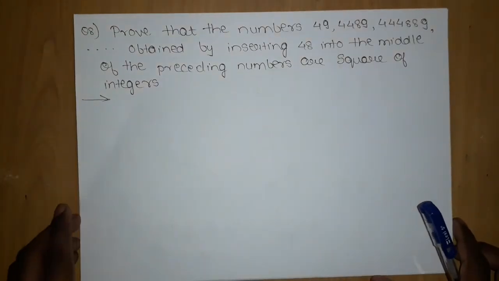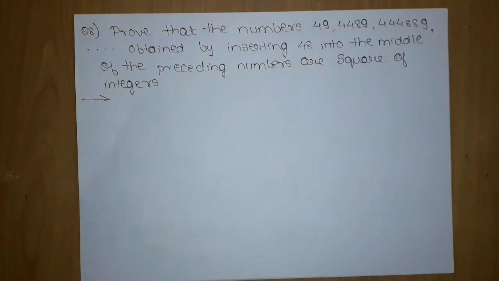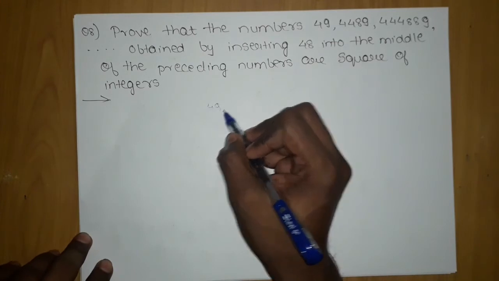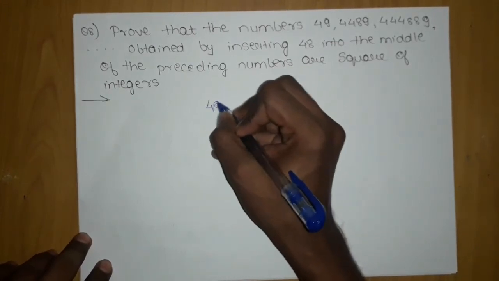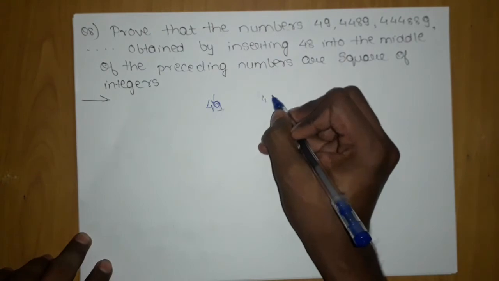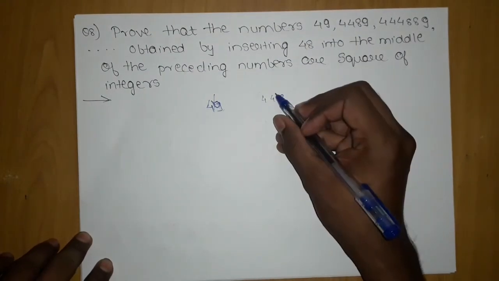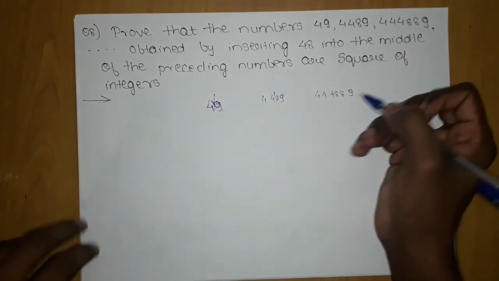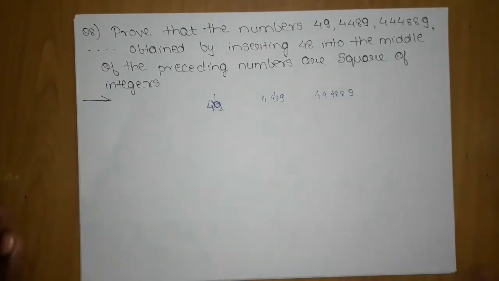So the next question is this one, which says prove that the numbers 49, 4489, 444889, obtained by inserting 48 in the middle of the preceding number, are squares of integers. Now what they mean is, if I take 49, in the next they have inserted in between a 48, which gives 4489. Similarly, in between these they have inserted 48 to get 444889, like this. So hope you have understood how the terms are formed and so on.